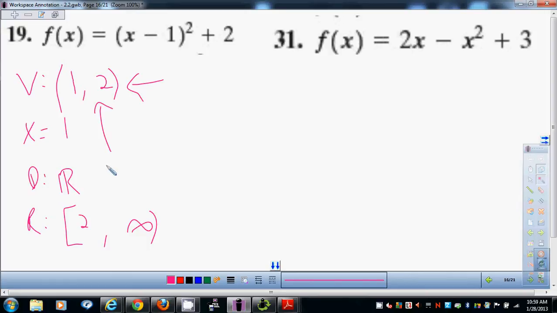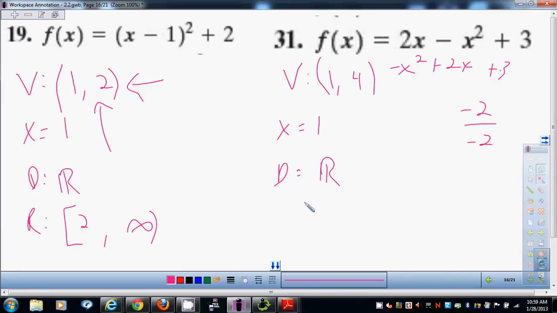31. Vertex. How do I find it? Negative b over... Oh, this is in incorrect order. Rewrite it so that it's in correct order first. They did trick me too. Negative b over 2a. What's my y value going to be if I plug in 1? 2 minus 1 plus 3. Is that 4? What's my axis of symmetry? What's my domain? Very good. And my range? This is going to have another minimum.